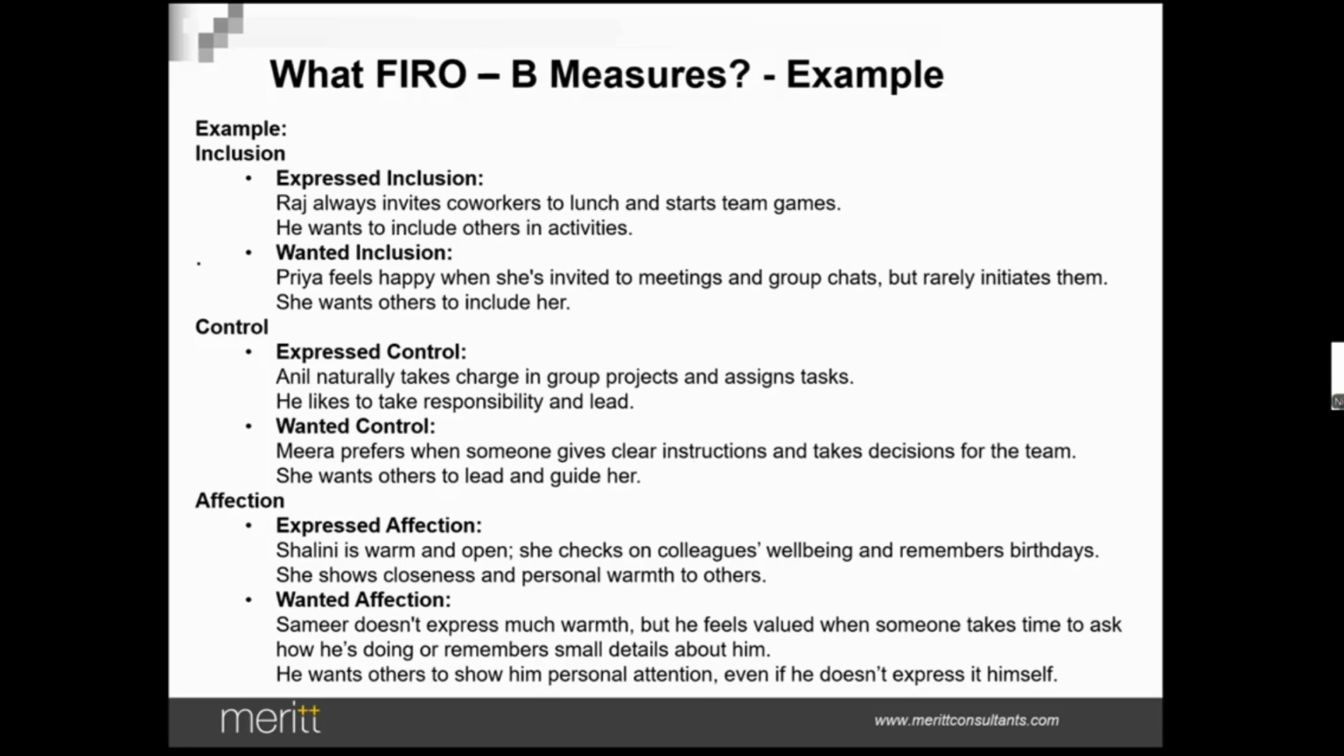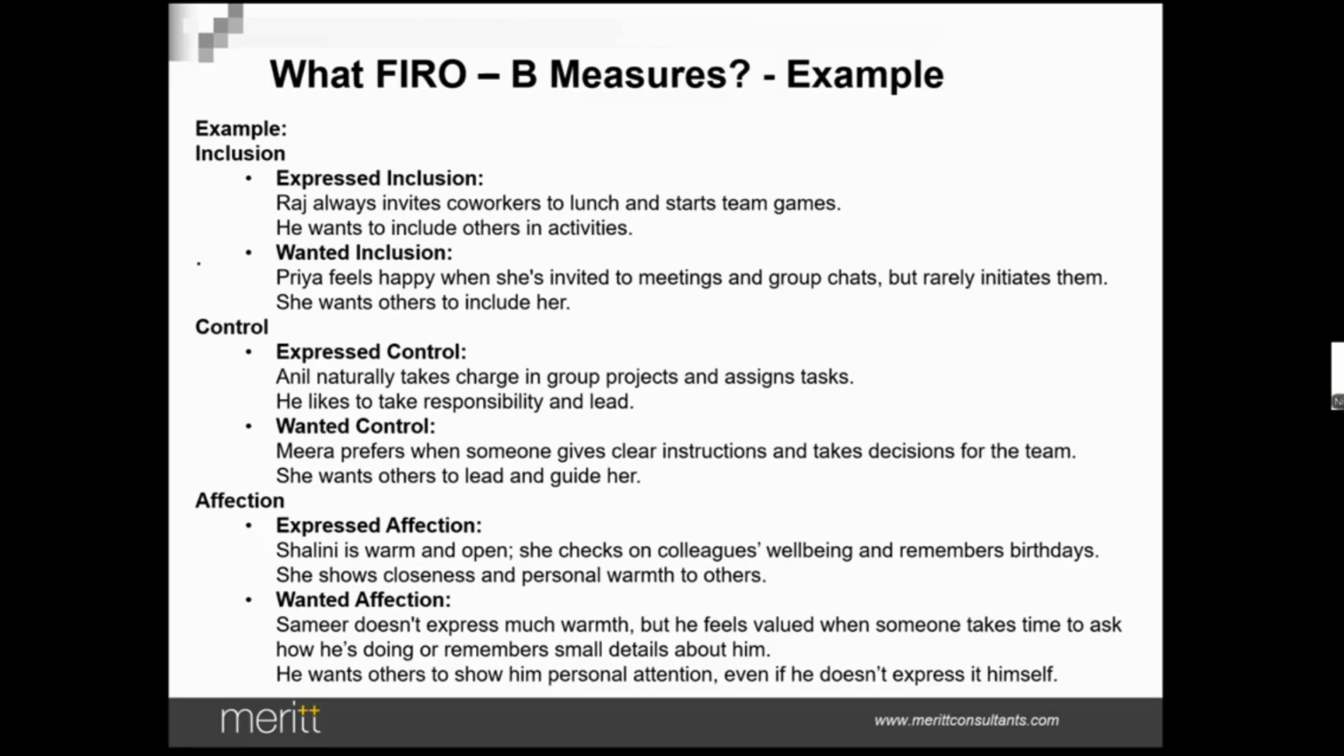Now, Priya feels happy when she's invited to meetings and group chats, but rarely initiates them. That means what? She will go and join some meetings. It's okay. But her need for inclusion is low. Okay. Control.